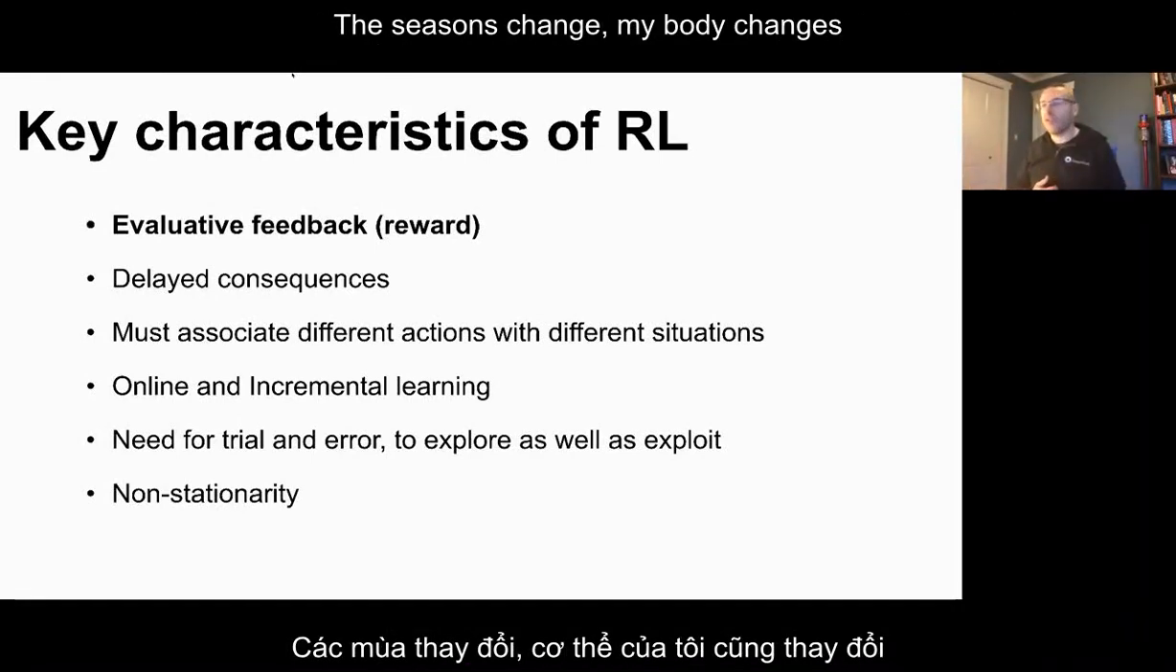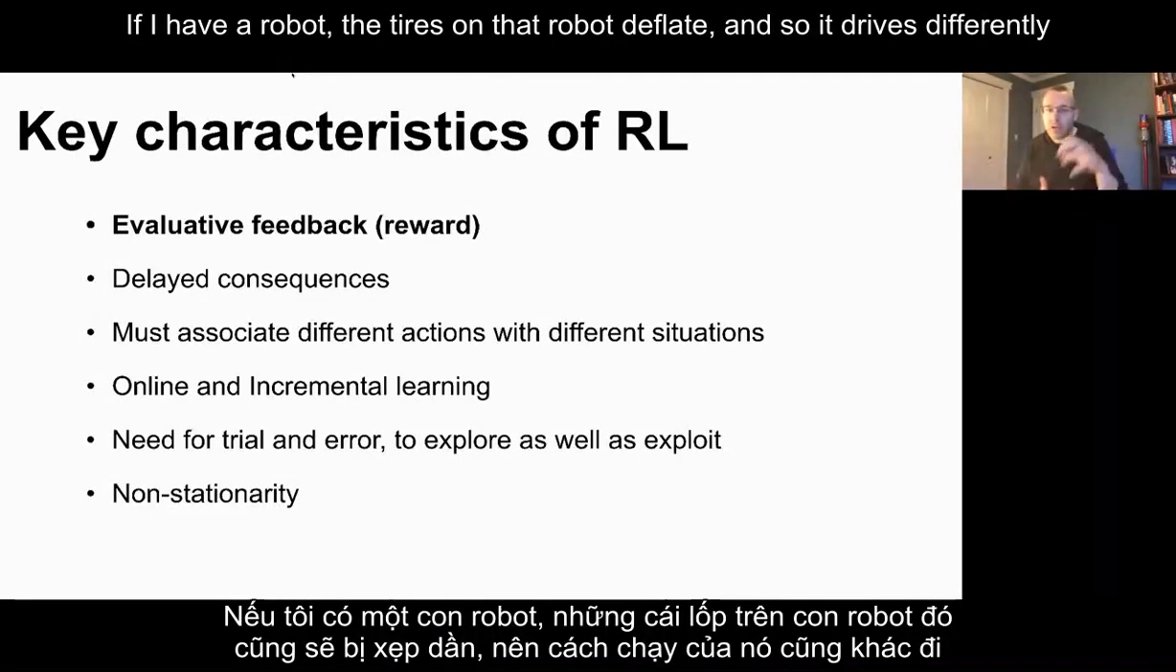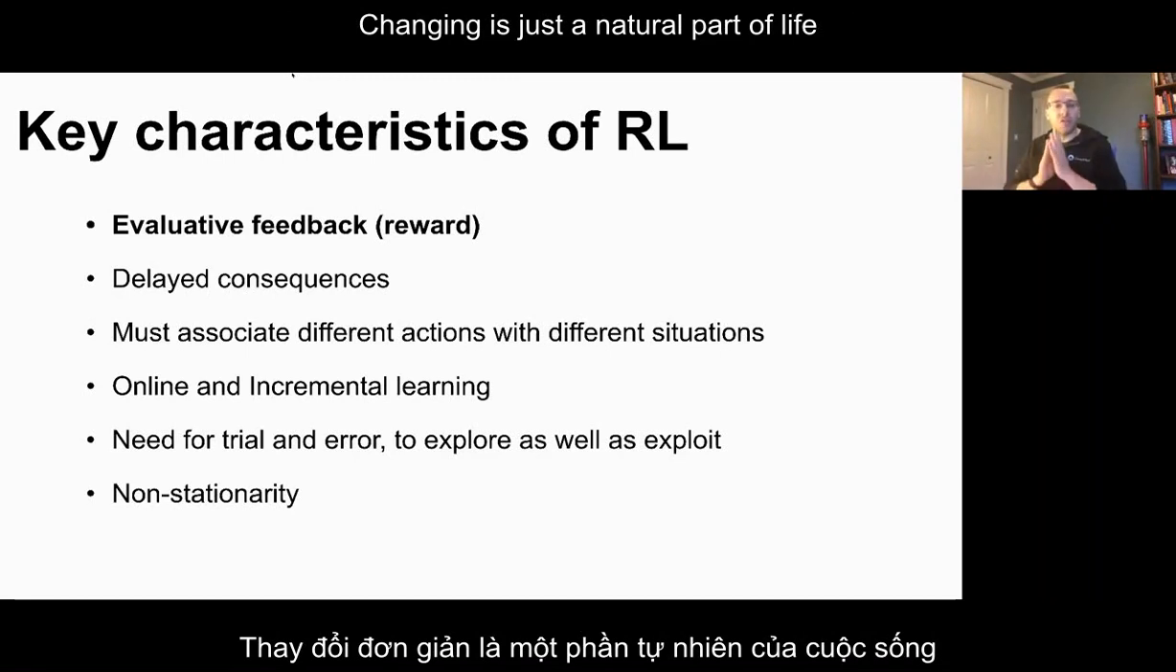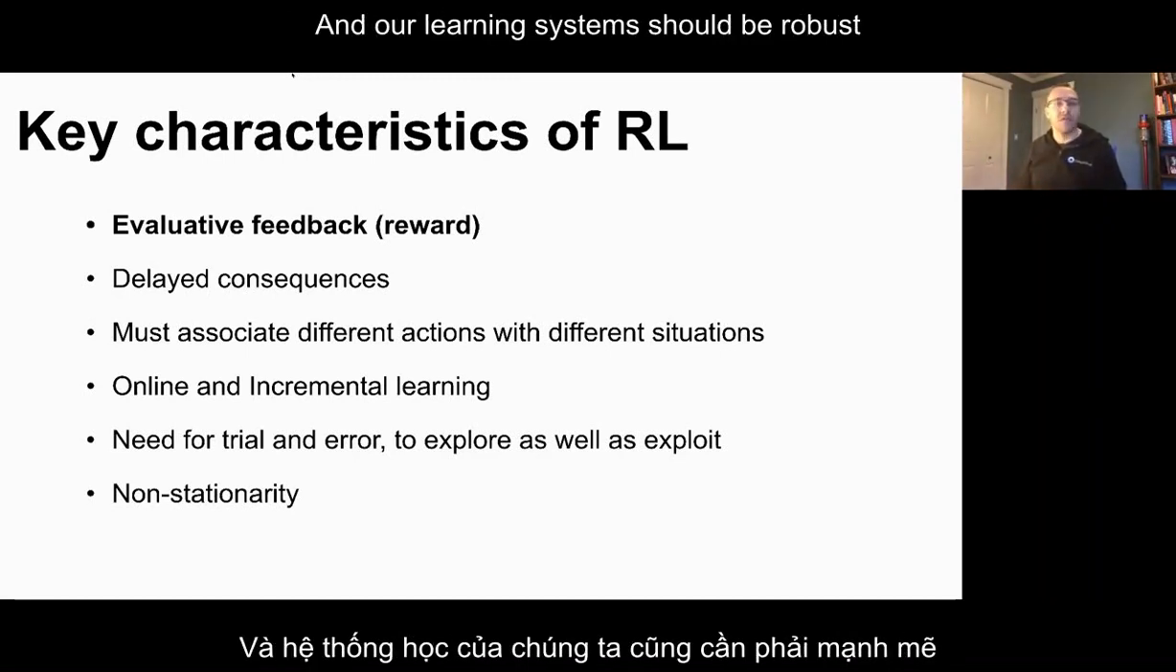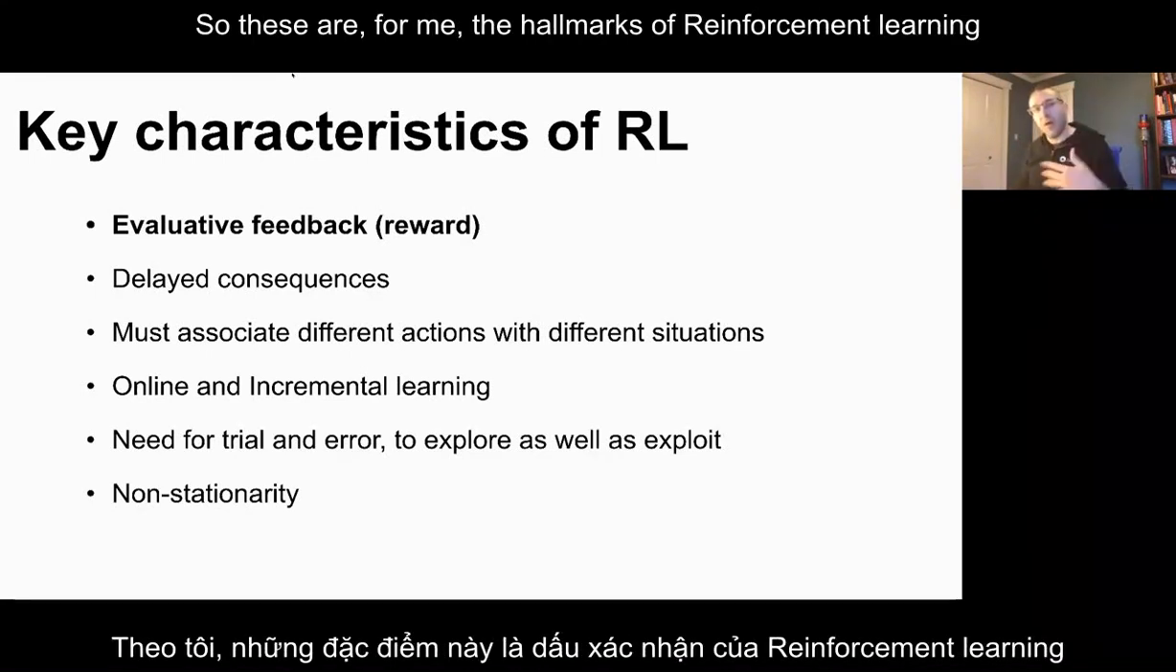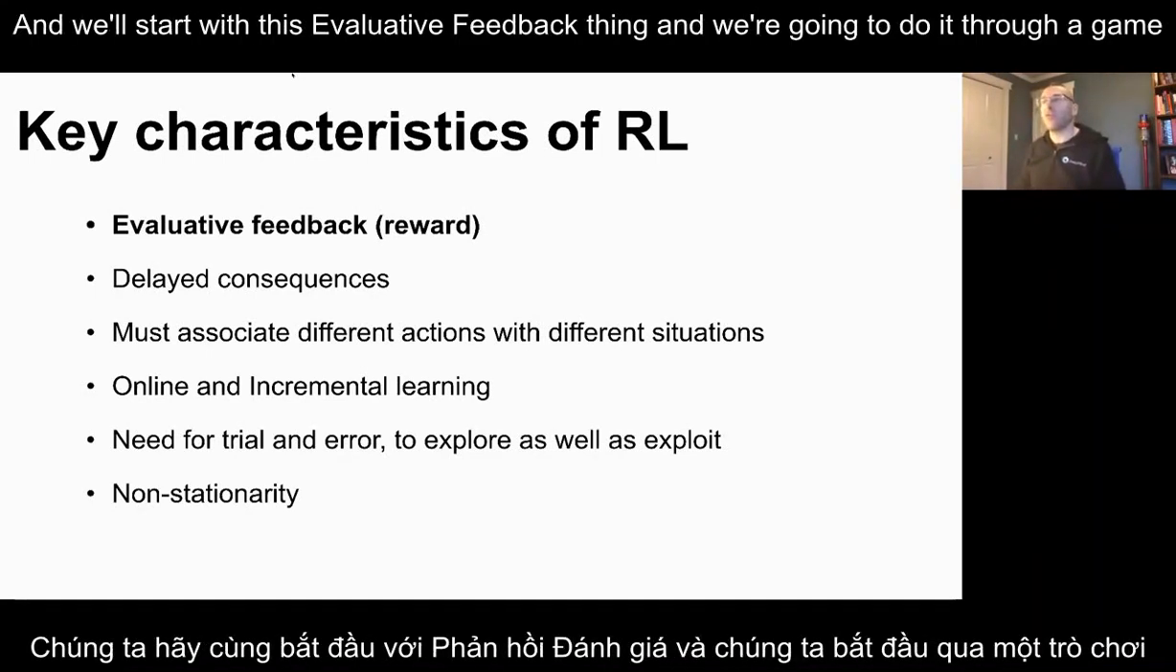The seasons change, my body changes. If I have a robot, the tires on that robot deflate, and so it drives differently. Changing is just a natural part of life, and our learning systems should be robust too. So these are, for me, the hallmarks of reinforcement learning, and we'll start with this evaluative feedback thing, and we're going to do it through a game.